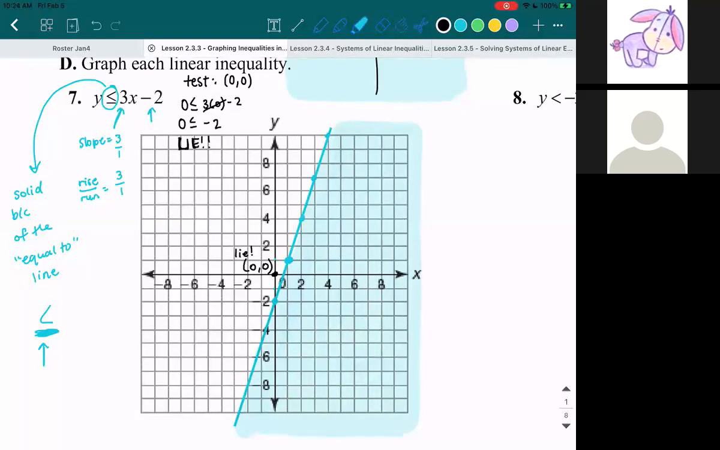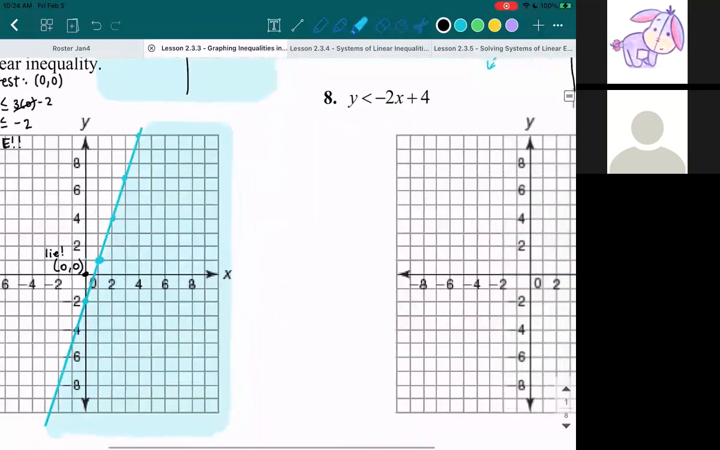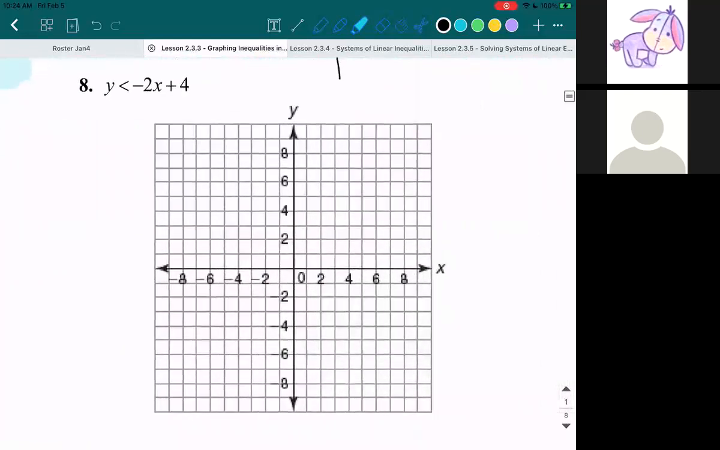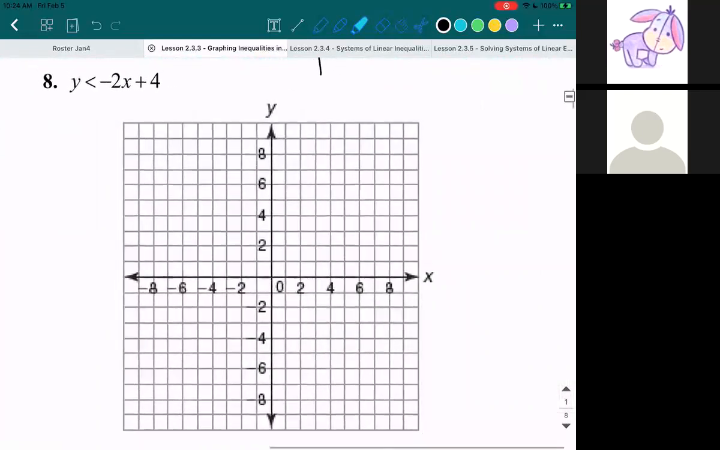All right, let's try number 8. I want you guys to try it on your own first, but I will, of course, go over it afterwards. So try it on your own, pause the video, see if you get it right, and if you don't, it's totally fine. Remember, this is still brand new to us. So if you get it wrong, it's okay. Pause the video now.